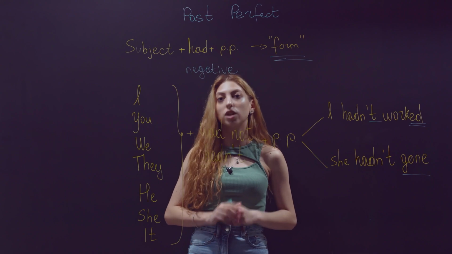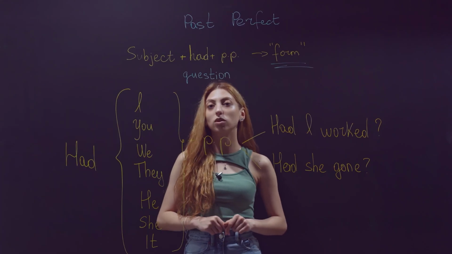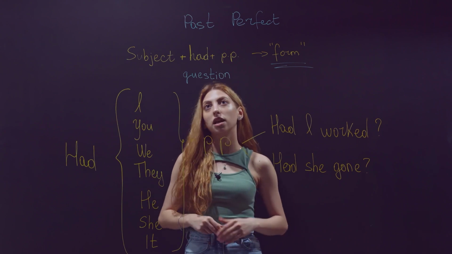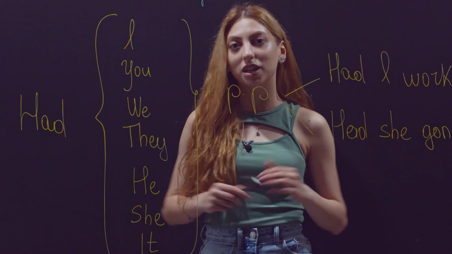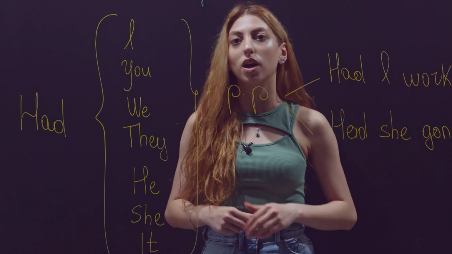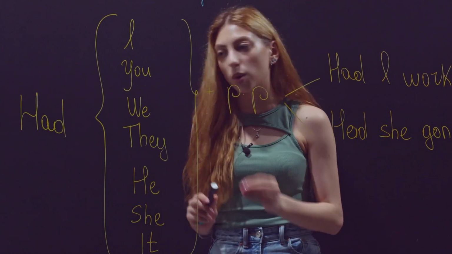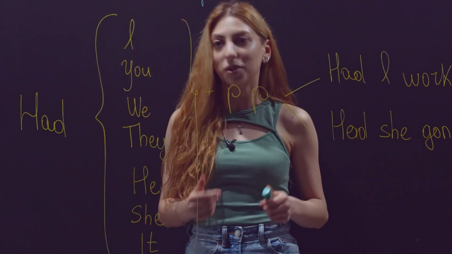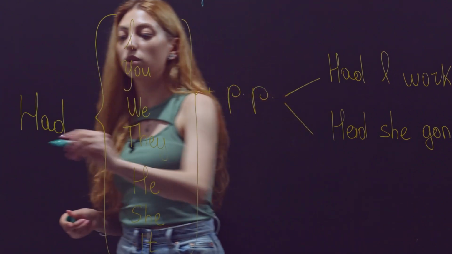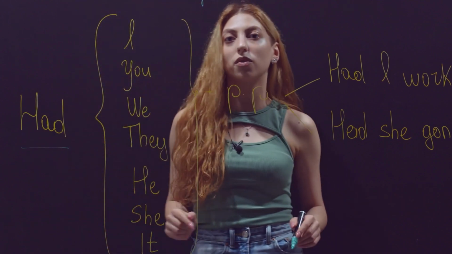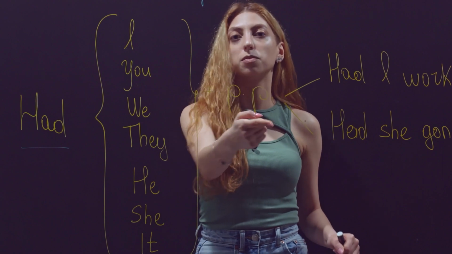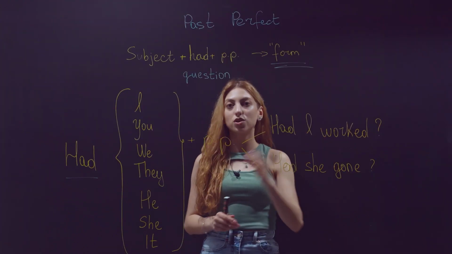And now let's concentrate on the question. How can we form a question in past perfect tense? You know that in English we have fixed logic. So if you want to form a question, we need to have something from the very beginning of the sentence. In this case, that something is had. So we are going to have had from the very beginning of the sentence, then plus the subject, and then plus the past participle.